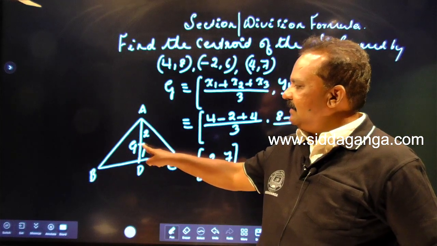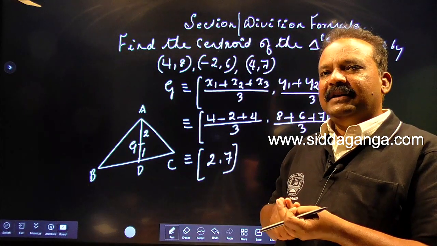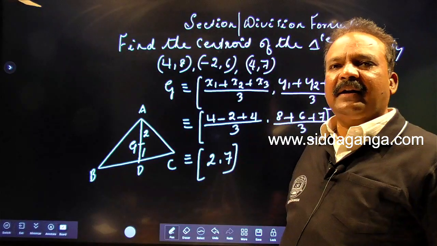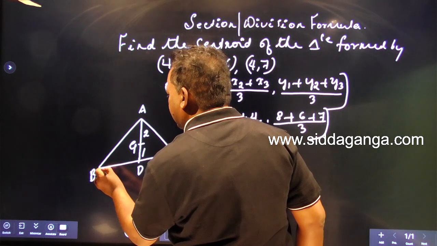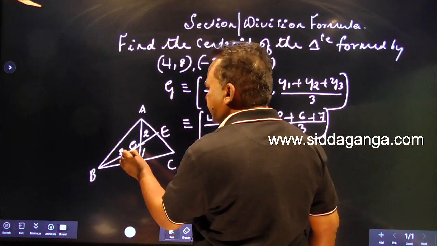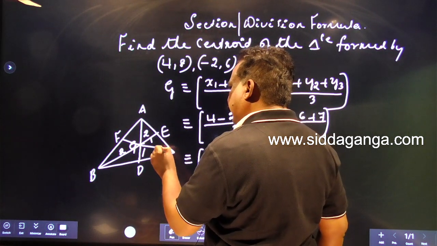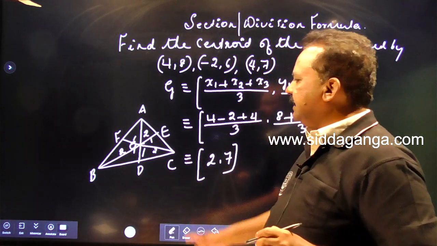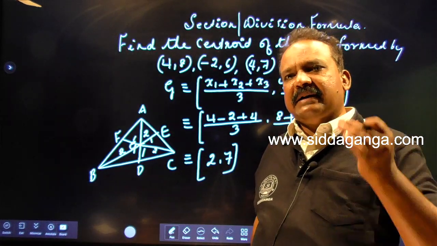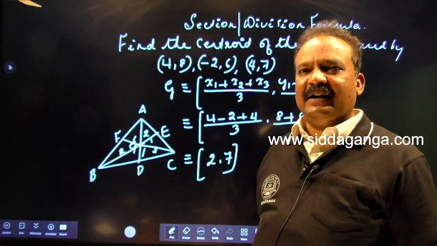So again G divides AD internally. That is why I already told you in the beginning, both the centroid and midpoint are extended versions of the section formula for internal division. The centroid divides any median in the ratio 2:1. Similarly, draw a median from B to AC, it meets AC at E, where E is the midpoint of AC. Here also it divides in the ratio 2:1. Similarly, a median from C meets at F, again CG is 2, GF is 1. So G divides CF in the ratio 2:1. So the centroid of a triangle divides any median in the ratio 2:1 internally. This is the important and interesting feature of the centroid of the triangle.